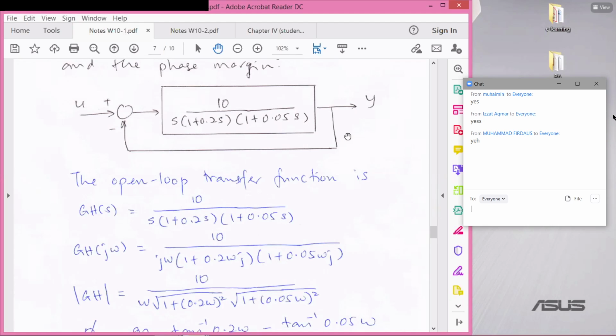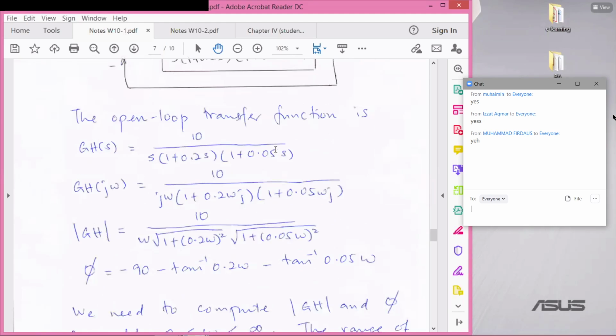Do not obtain G divided by 1 plus GH, which is the closed loop transfer function, to help you draw the Nyquist diagram. Some of you may do that, but just don't do it. To draw the frequency response plot or the Nyquist diagram, all you have to do is replace the Laplace variable S with j omega.